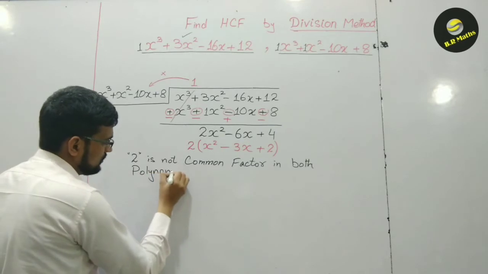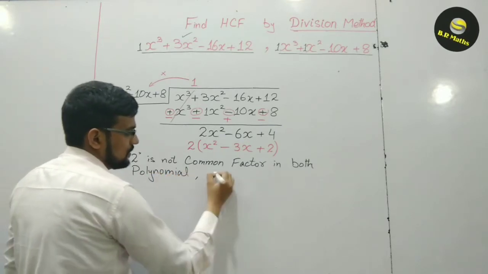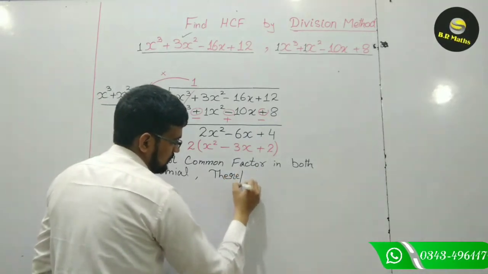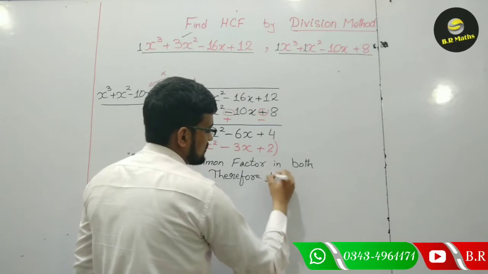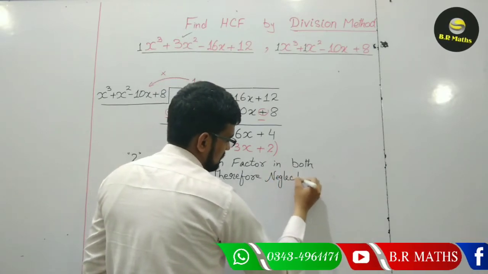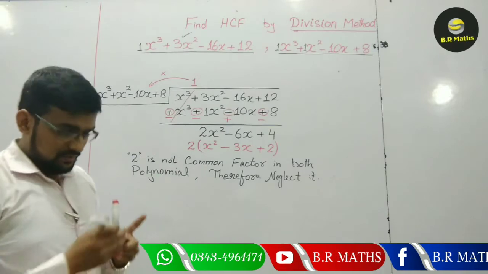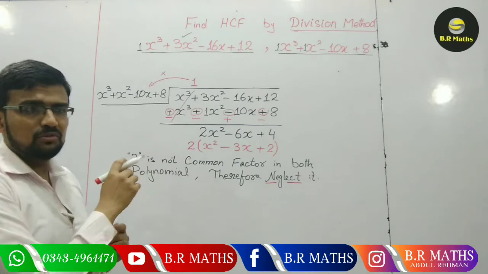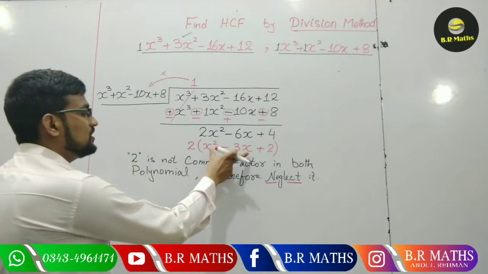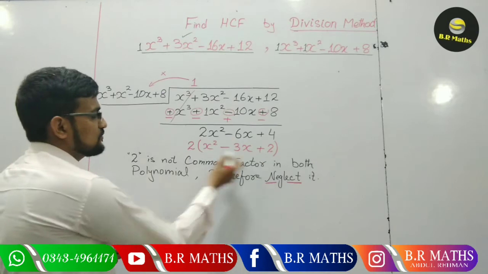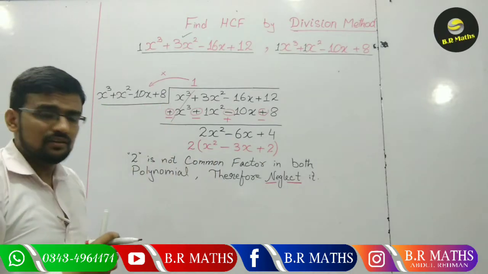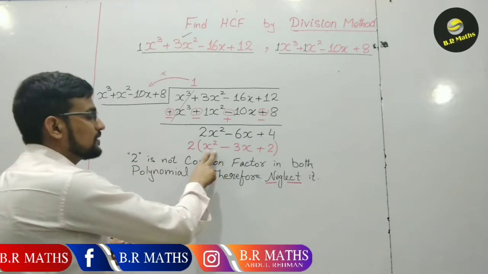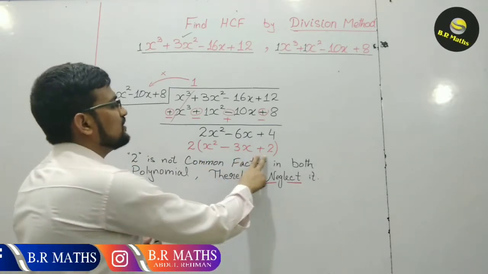In both polynomials, therefore neglect it. Okay, therefore neglect it because 2 is not common. So only these two polynomials are left, this one and this one. Okay, the one point. And the other point is x square minus 3x plus 2.